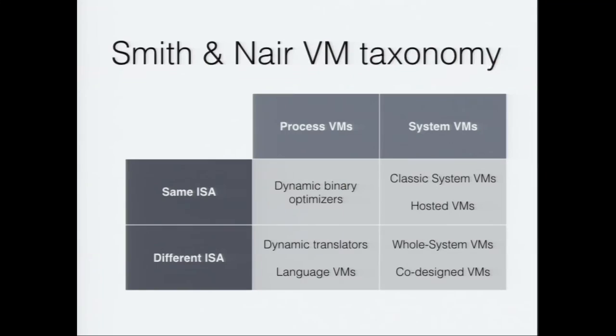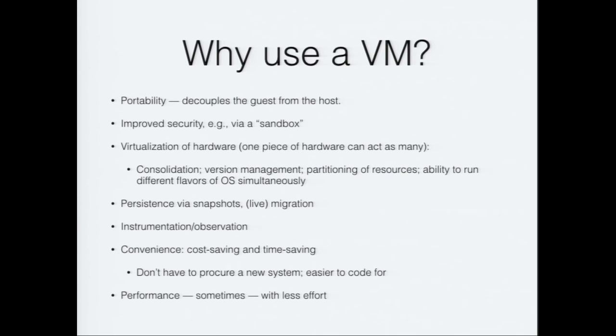There we go. So, in summary, there's a taxonomy I've used from Smith and Nair, process VMs and system VMs. You can kind of map everything in that world, classify what you're doing in that. I've tried to give some of a taste of all of those. There are good reasons for using VMs. Mainly portability, some decoupling of guest from host is really the main proposition, but you get all these other things that flow from those properties.